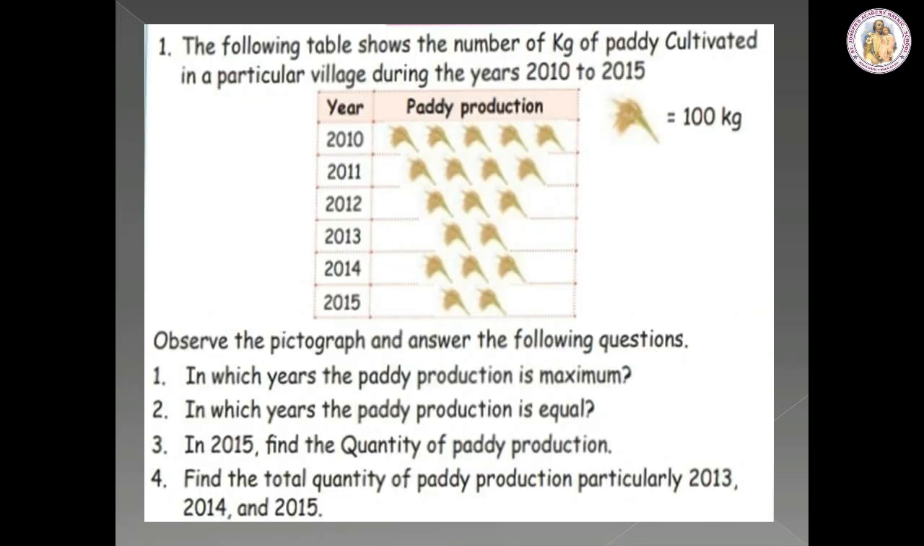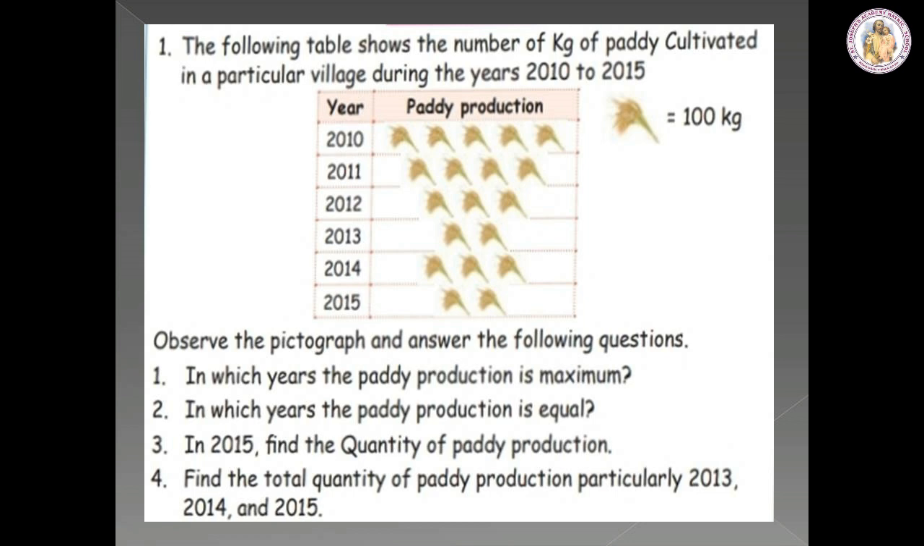In a village, they have calculated the paddy production. Let us calculate from the year 2010 to 2050. One bundle of crops equals 100 kg. How many kg? 100 kg. Let us find how many are there. Observe the pictograph and answer the following questions.